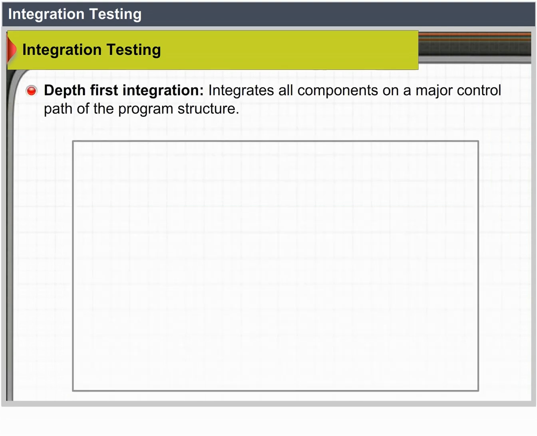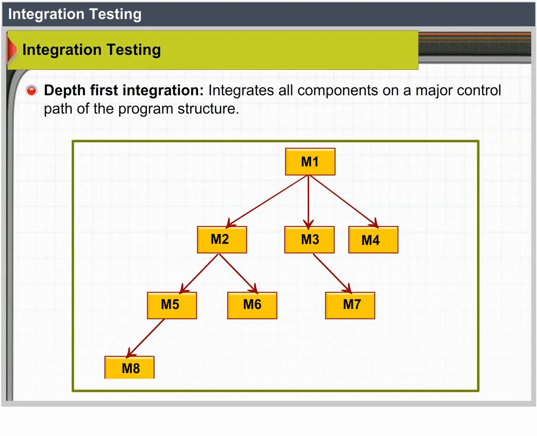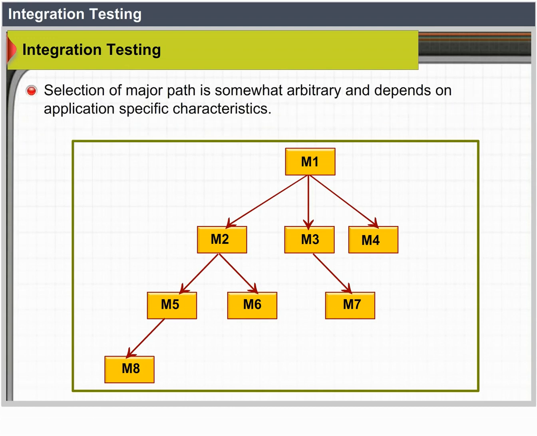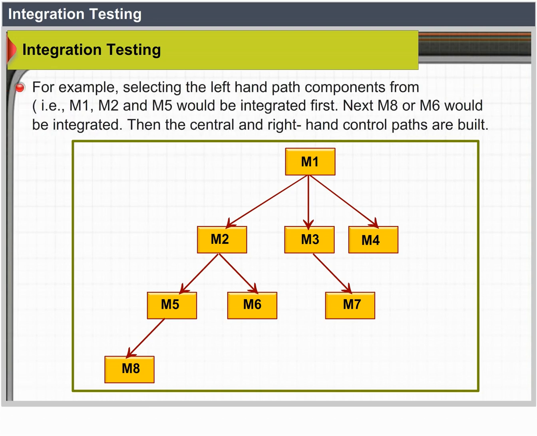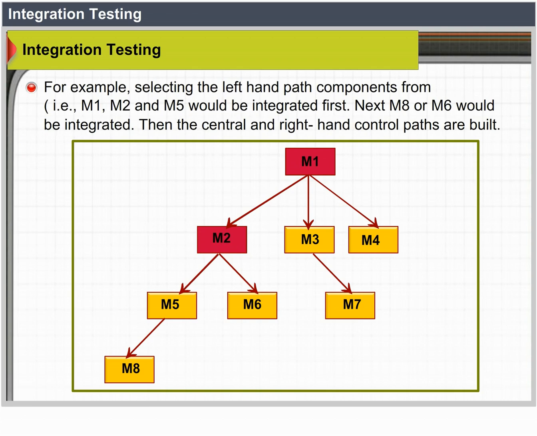Depth-first integration integrates all components on a major control path of the program structure. Selection of major paths is somewhat arbitrary and depends on application-specific characteristics. For example, selecting the left-hand path, components M1, M2, and M5 would be integrated first. Next, M8 or M6 would be integrated. Then the central and right-hand control paths are built.